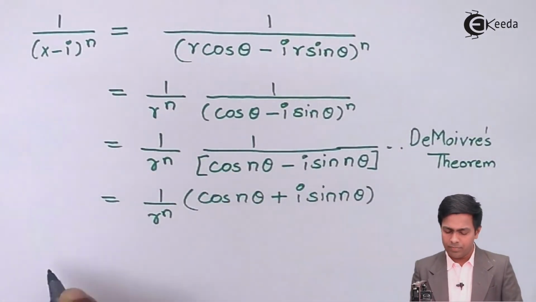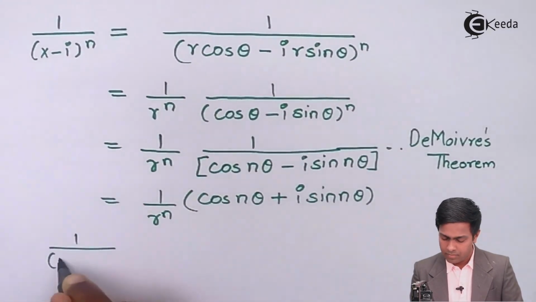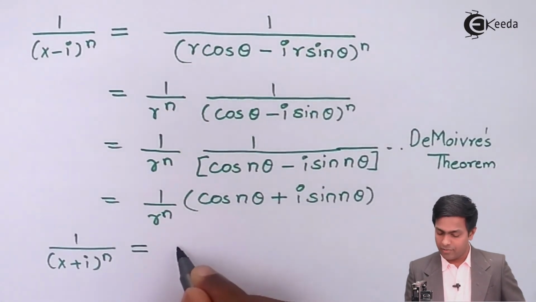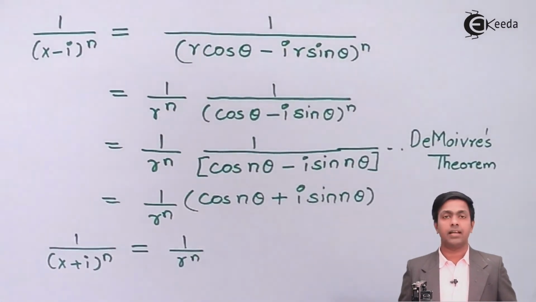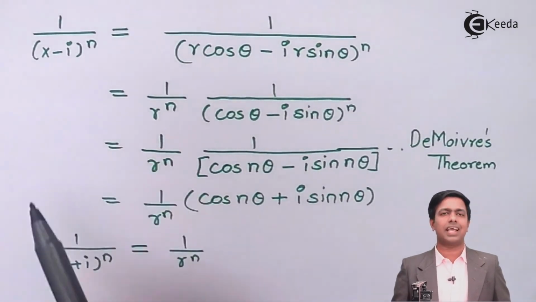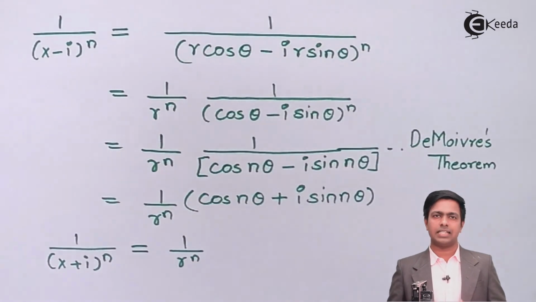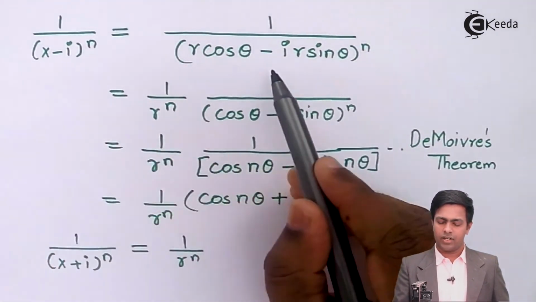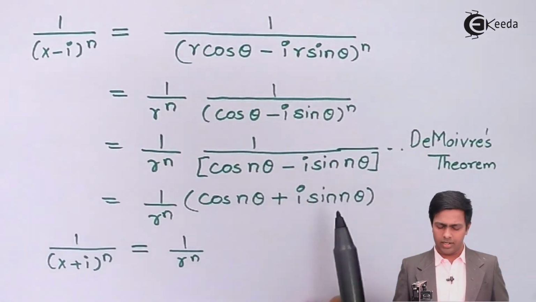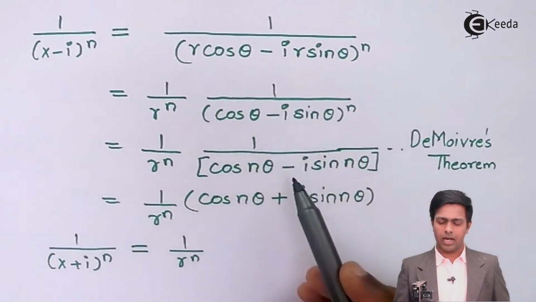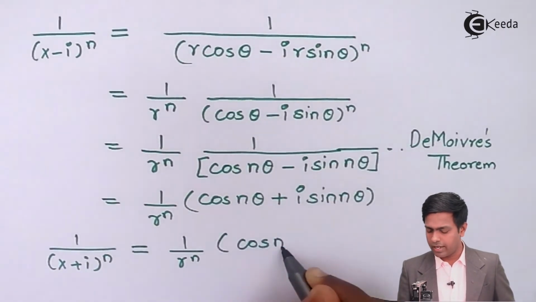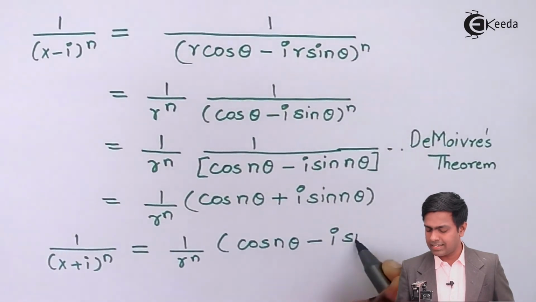Now guys, we have one more term, that is 1 upon x plus i raised to n. So this will give us 1 upon r raised to n, and if you observe, the terms are exactly the same, only the difference is in the sign. Since we have a negative sign here, when it is shifted to the numerator it is positive. Similarly, here we have positive, and when shifted to the numerator we'll get a negative sign. So that will be cos of n theta minus i sin n theta.